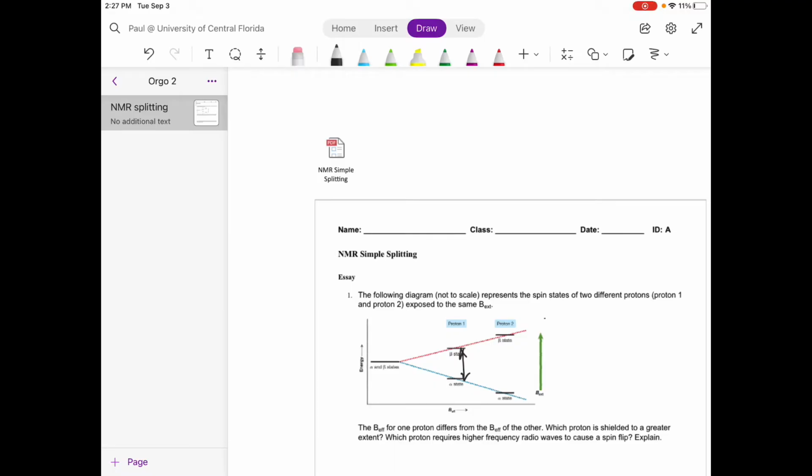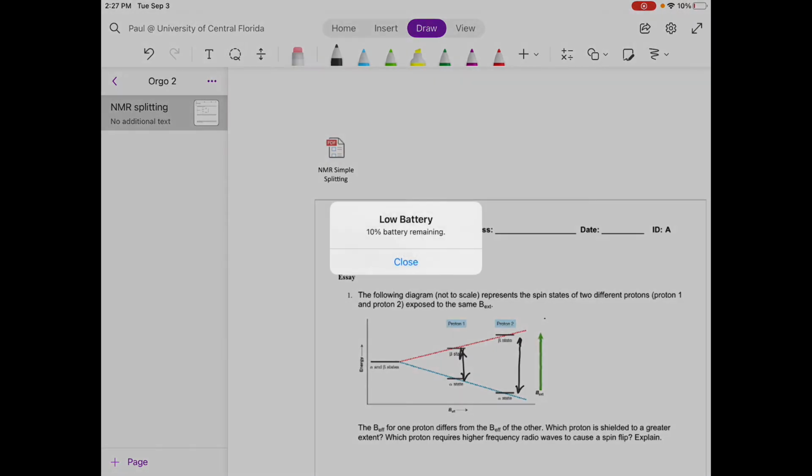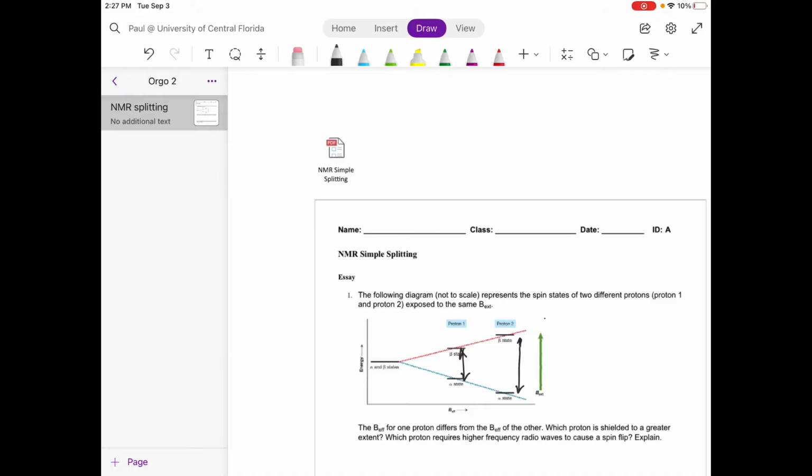If asked another way, which proton is deshielded the most, you would say proton 2 because it has a much larger gap. Now, which proton requires a higher frequency radio wave? Well, that would be proton 2 because the energy gap is larger, so it's going to require a higher energy photon.